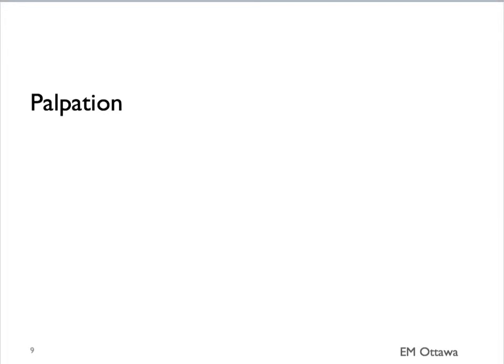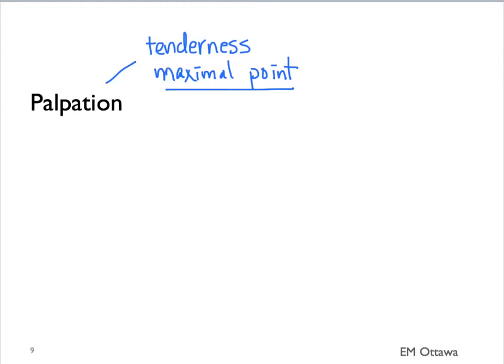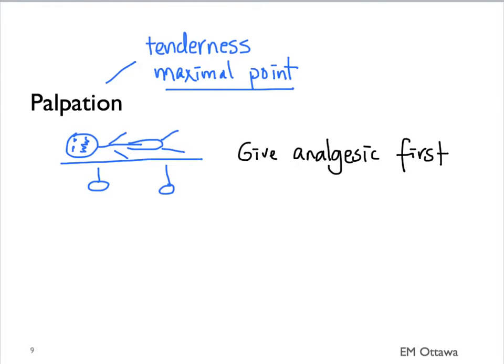Next, we want to palpate for tenderness. We hope to narrow down the diagnosis by looking for the maximal point of tenderness. What if the patient is in a lot of pain and unable to tell us where the point of maximal tenderness is? It is perfectly fine to give a patient analgesia to make them more comfortable before examining them further. When the patient is more comfortable, it is a lot easier to look for the maximal point of tenderness.